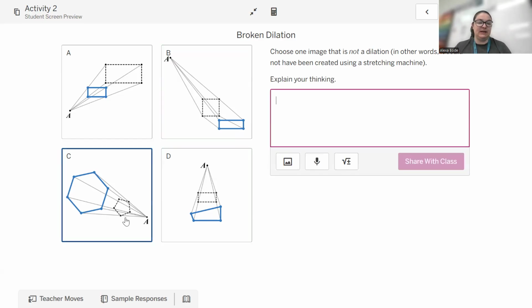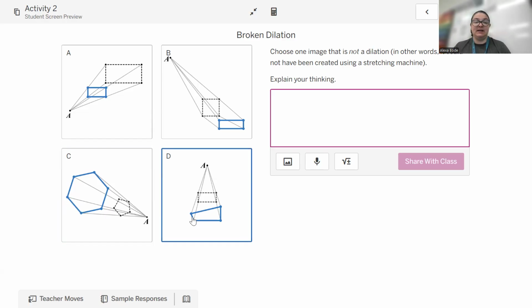C, if you said C, well, notice that many of these lines don't even go through the actual points on the new shape down here. And it took us from a hexagon down to a pentagon. So these two aren't even the same shape.